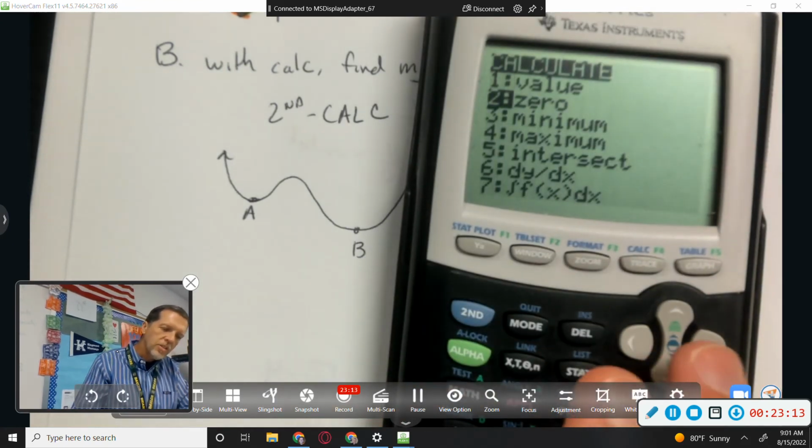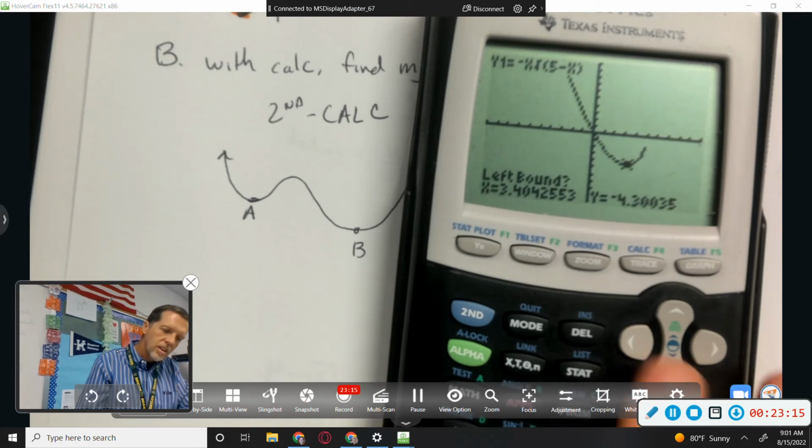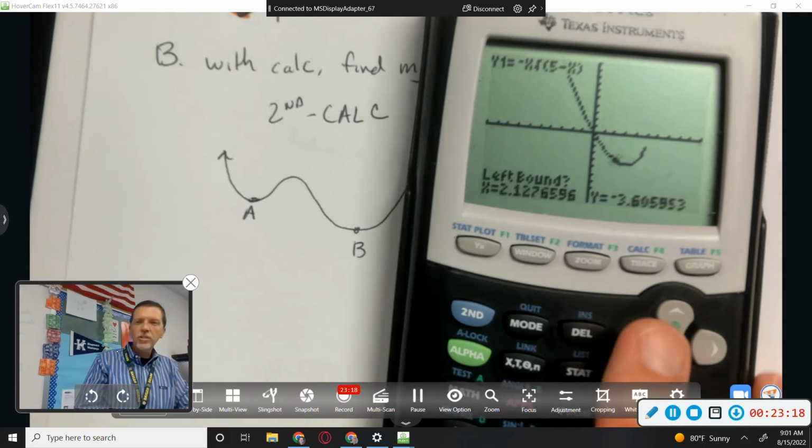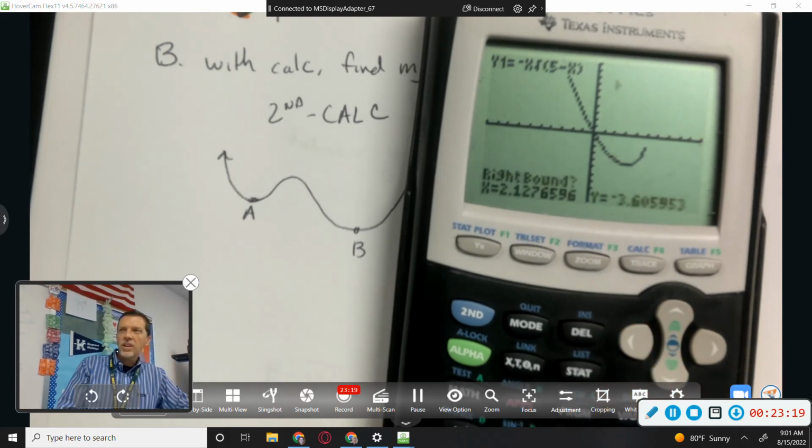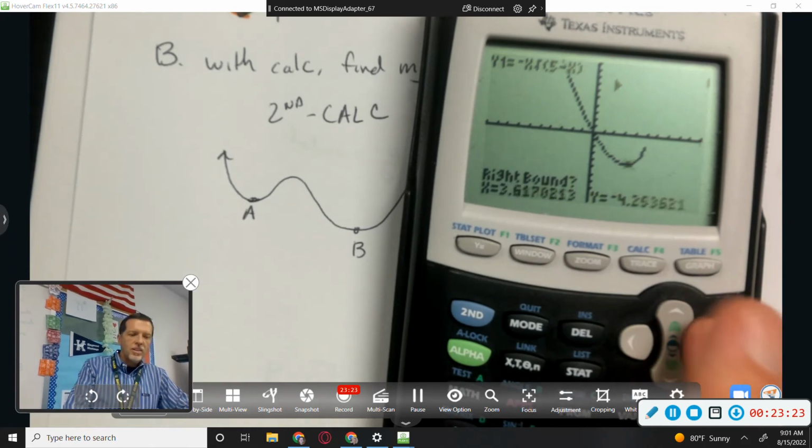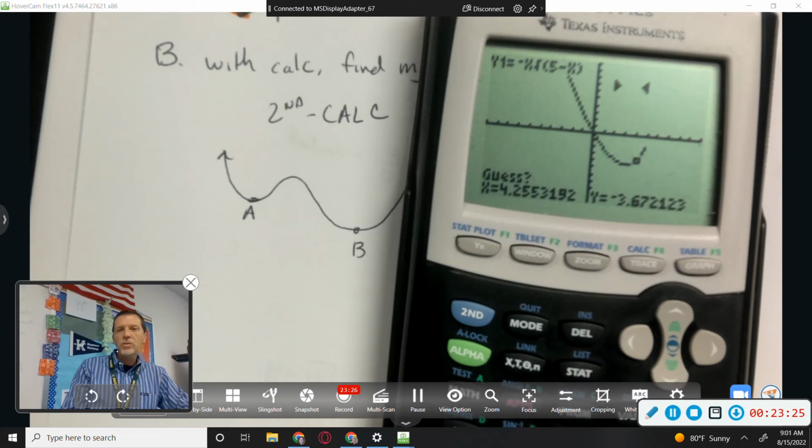So what was the question? Right bound? Once you get to your left bound, you press enter. And then it prompts you for the right bound. Get to the right of it, press enter, and then it prompts you for a guess. Got it?